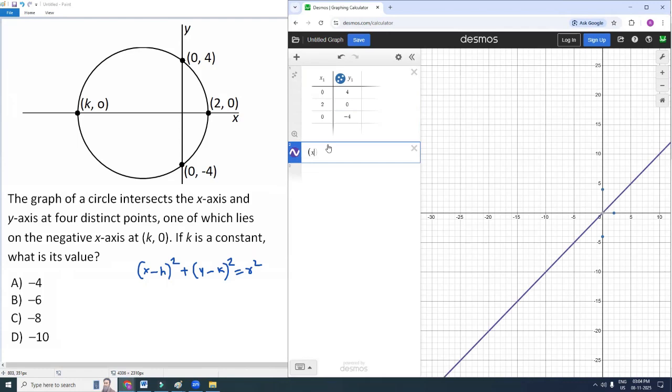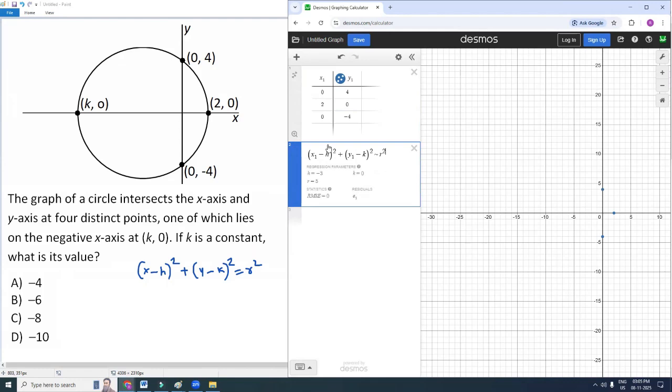Now let me take this equation as input. That is (x1 - h)^2 + (y1 - k)^2 ~ r^2. Usually, we use this kind of format in Desmos. That is, for x, we take x1, for y, we take y1, and for the equal sign, we take a tilde sign. We do it to get the values of the unknown constants h, k, and r. Here I got the value of h, that is -3, k is 0, and r is 5.